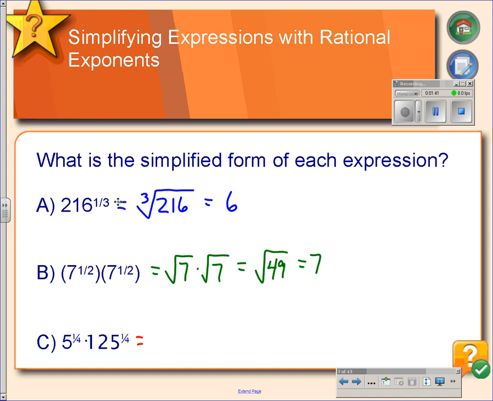Similarly, in our third example here, we have 4th root of 5 times 4th root of 125. Since the indices are the same, we can multiply the radicands, so we get 4th root of 625, which equals 5.